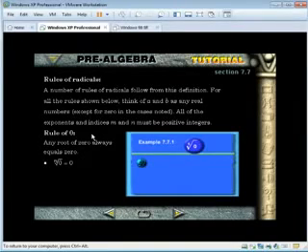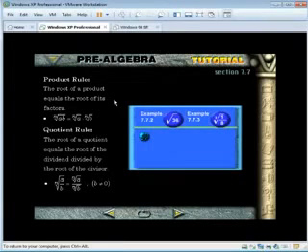Rule of 0. Any root of 0 always equals 0. The fifth root of 0 equals 0, since 0 times 0 times 0 times 0 times 0 equals 0. Since 0 times itself always equals 0, any root of 0 equals 0. Product rule. The root of a product equals the root of its factors.